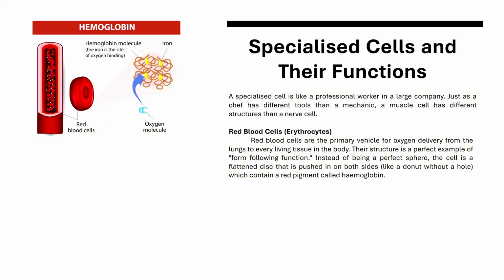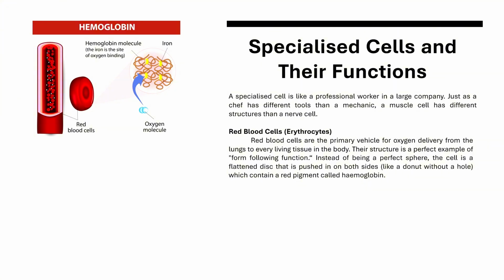A red blood cell has a completely different toolkit than a sperm cell. Their shapes are not random. They are engineered for a specific career. Okay, so first, let's look at the red blood cell, as you can see on your screen.